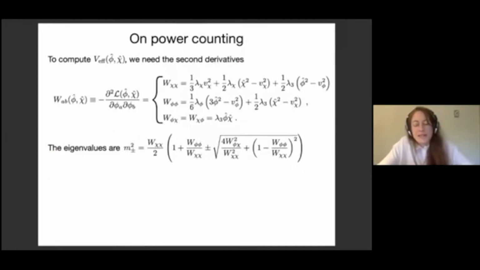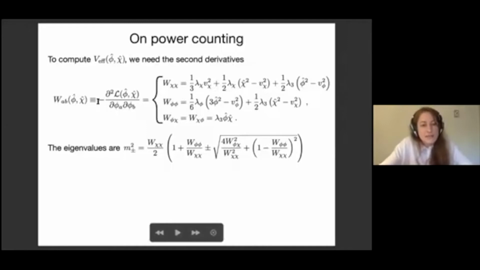So I'd like to say more about this power counting. First, I need to tell you what the second derivatives of the effective potential are, because this mass matrix is what shows up in the Coleman-Weinberg formula. So here I've just written out the mass matrix, and I'm going to call the mass matrix W. The matrix components of W are just the second derivatives with respect to chi and phi. And I've written them explicitly here.